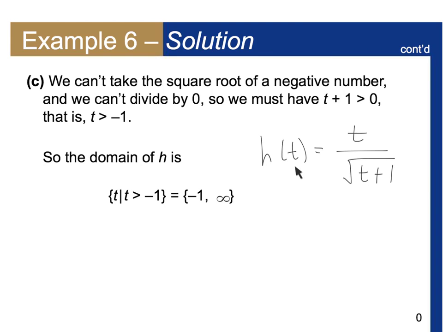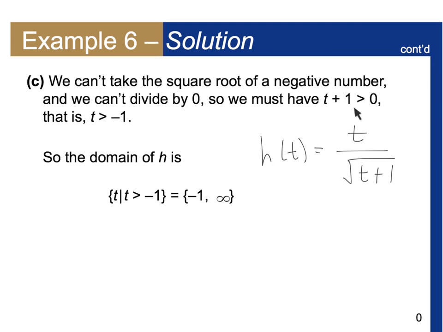Okay, our last example was h of t is t over square root of t plus 1. This t is fine, but we have to make sure that t plus 1 is greater than 0. Now, I don't have greater than or equal to 0 because we have it in the denominator, right? So if it was just a square root by itself, we could say t plus 1 is greater than or equal to 0. But because it's in the denominator, it can't be equal to 0.